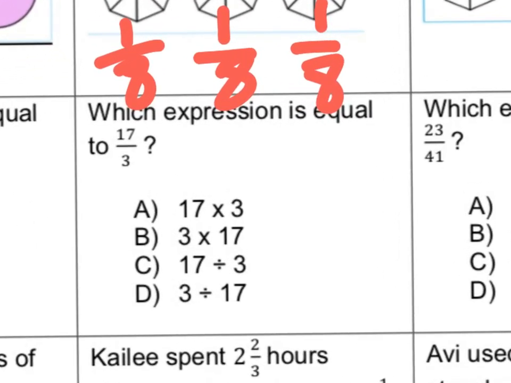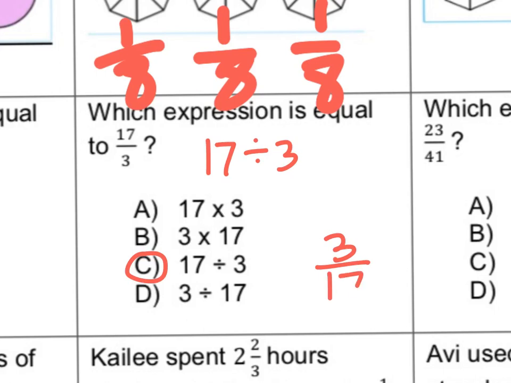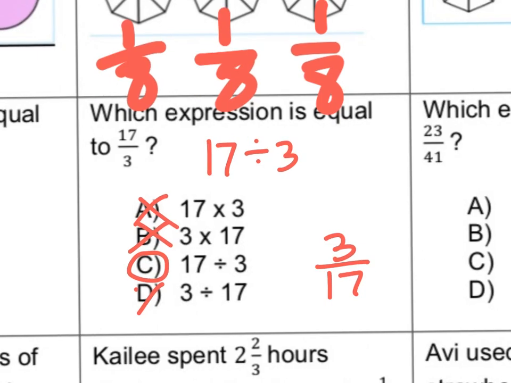So the way you would read that is, 17 is being divided by 3. So that leaves letter C as the only one that works. D is wrong because that's 3 divided by 17, so that would be 3 over 17. And of course, anything with multiplication would be incorrect. So it would be the letter C because that's 17 being divided by 3.